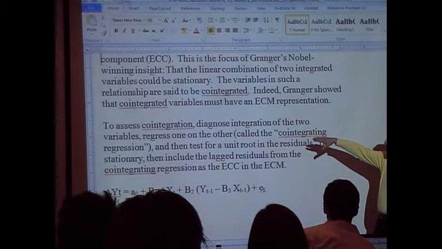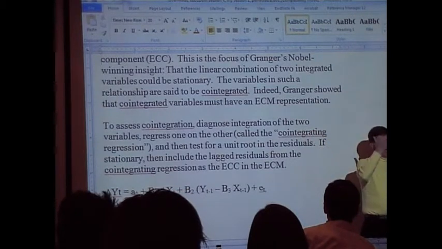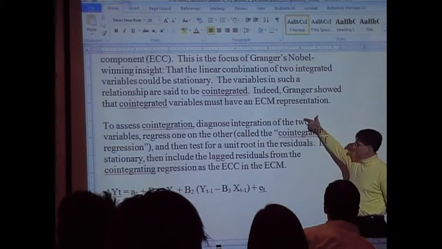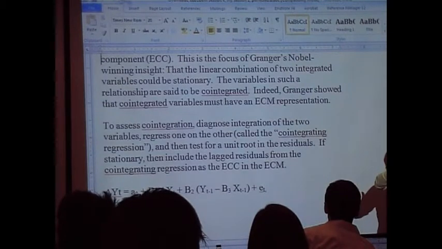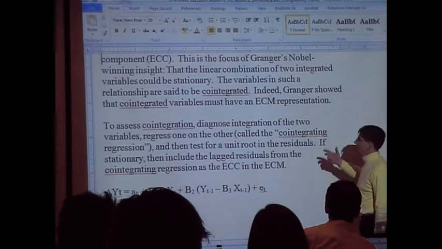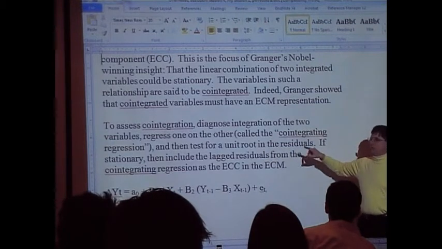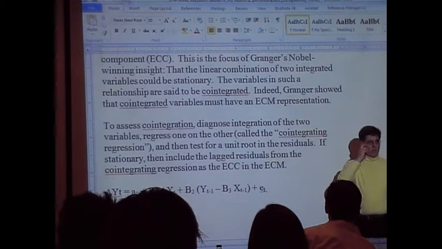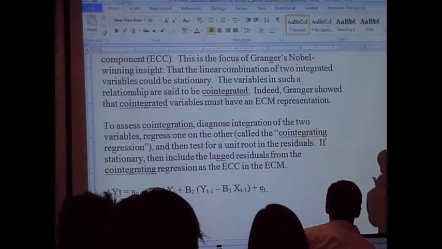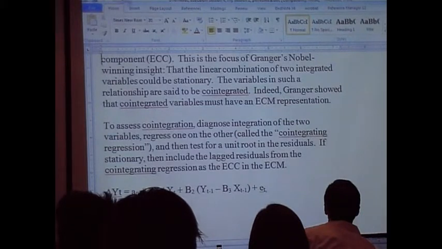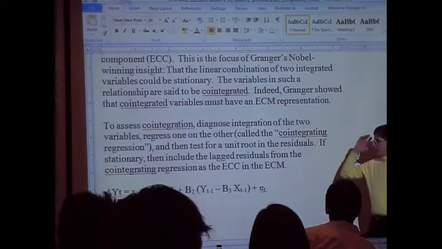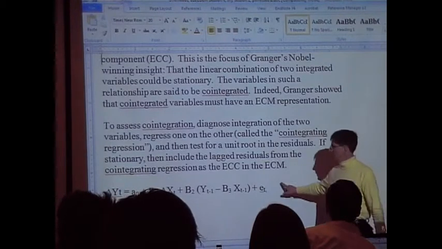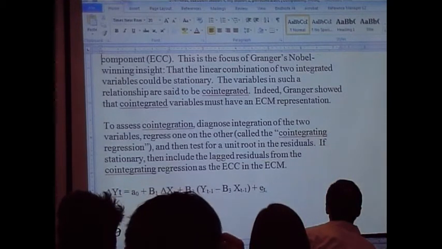So how do you assess co-integration? You diagnose integration of y and x. Then you regress y on x in levels, and then you test for a unit root in the residuals. So y is integrated, x is integrated, regress the y on the x, we get the residuals, and we do that test on the residuals. Are they integrated? Nope. Stationary? Well, then we've got it. And then what could we do here is estimate this error correction model.